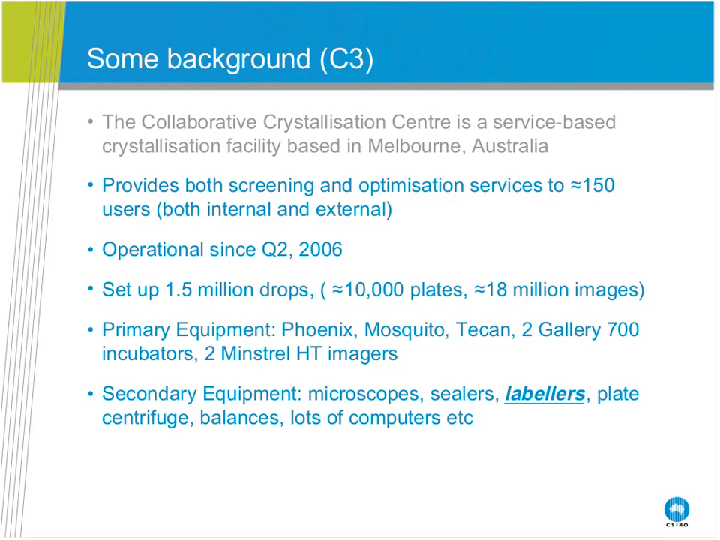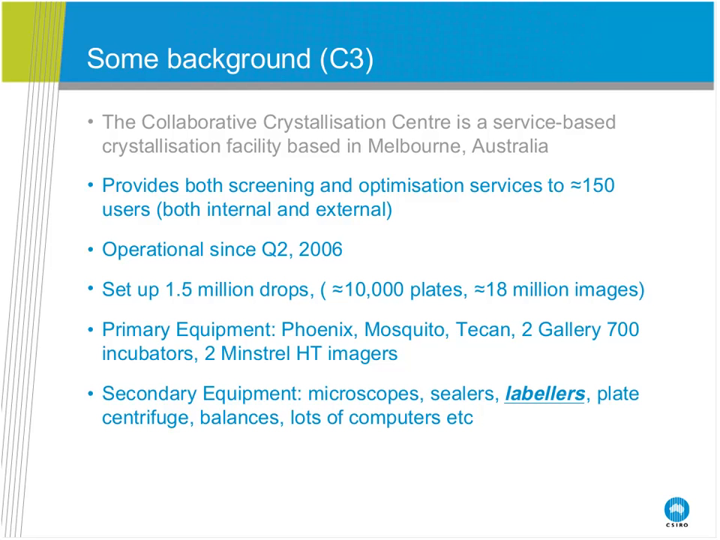We have a TECAN for mixing up stocks. We have 2 incubators, which are from Rigaku, and we have 2 imagers, which are also from Rigaku. And we have a bunch of secondary equipment, which makes that primary equipment useful. And the secondary equipment is stuff that you'd normally see in a crystallization lab: microscope, sealers, lots and lots of labelers. Because the one thing that we've learned after 4.5 years of dealing with 150 people is that you have to be seriously well organized.